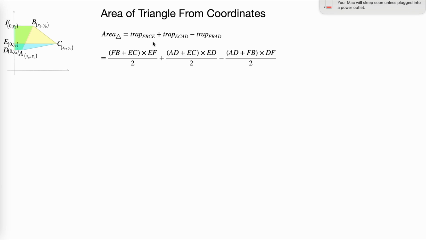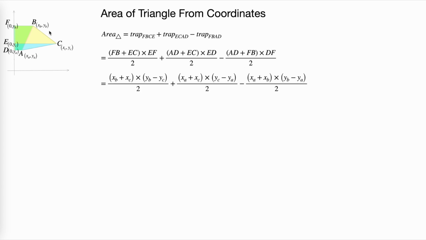The area of a trapezium is little base plus big base divided by 2 times the height. For trapezium FBCE, the little base is FB, the big base is EC, times the height, which is E to F, divided by 2. The blue trapezium: the little base is A to D plus the big base E to C, times the height E to D, divided by 2. Take away the green trapezium: the little base is A to D, plus the big base F to B, times the height D to F, all divided by 2.